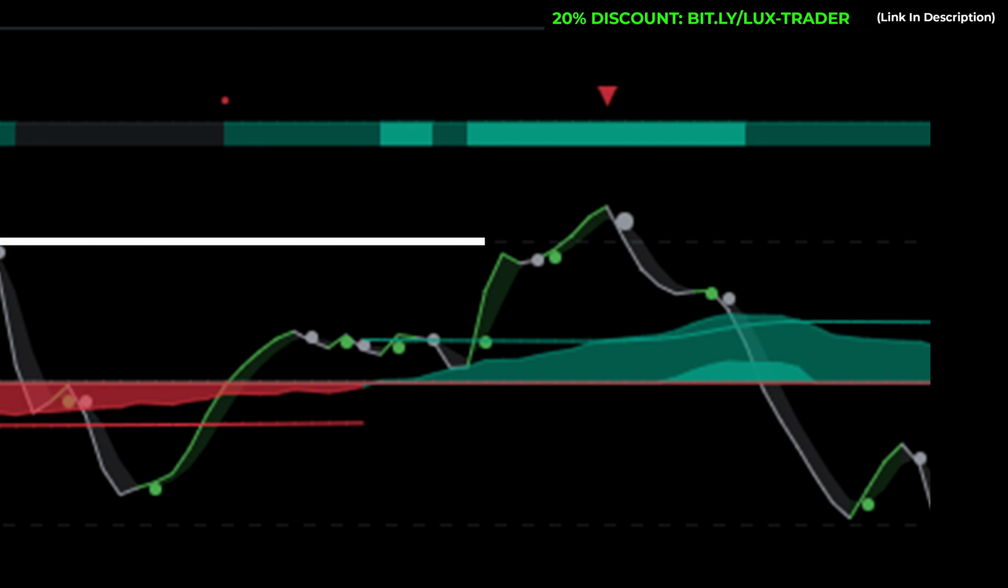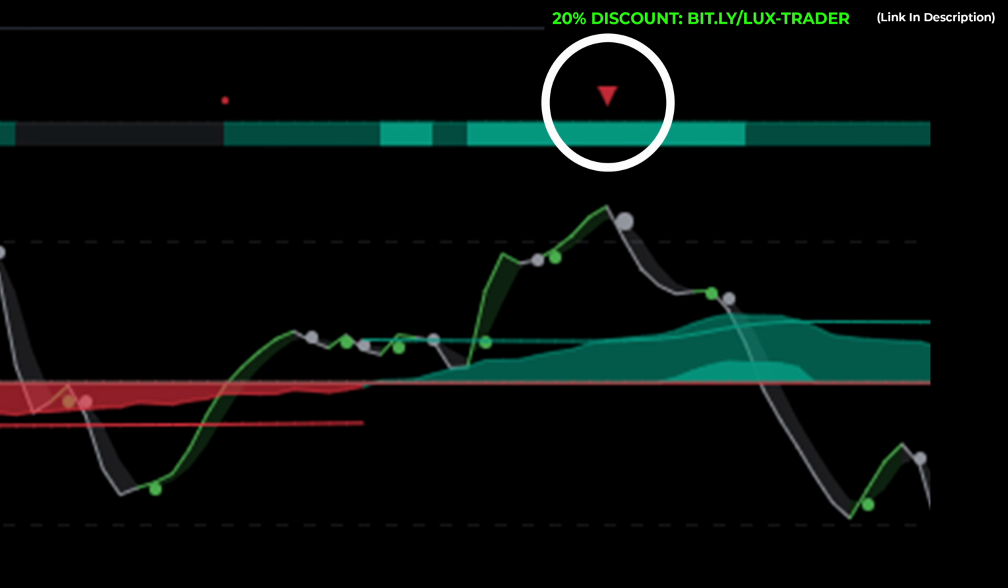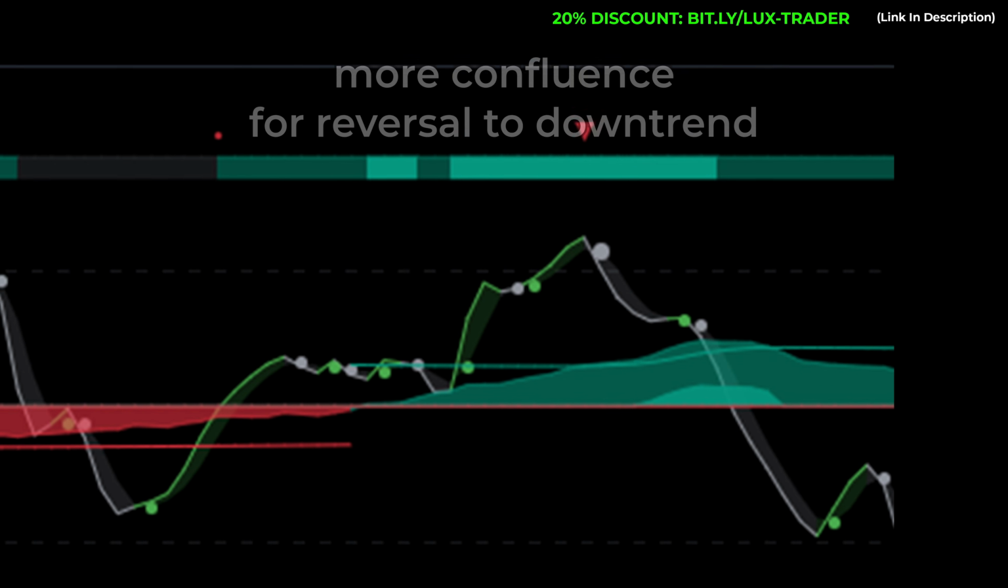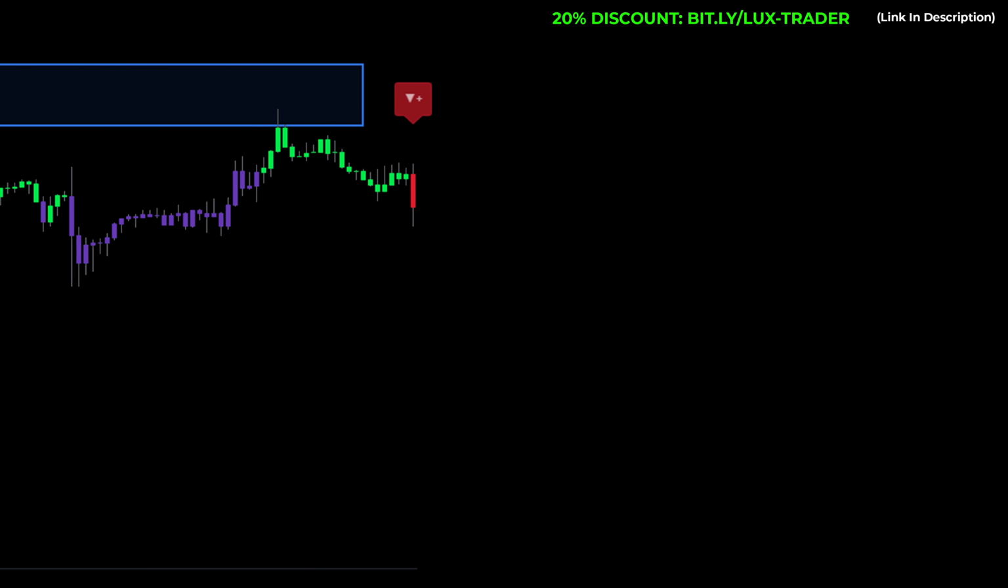You'll also see the hyperwave was in the overbought zone above the 80 level. Additionally, you'll see a bearish reversal signal here, giving another sign that the market might start dropping soon. With all this information in hand, you can enter a sell trade with more confidence.